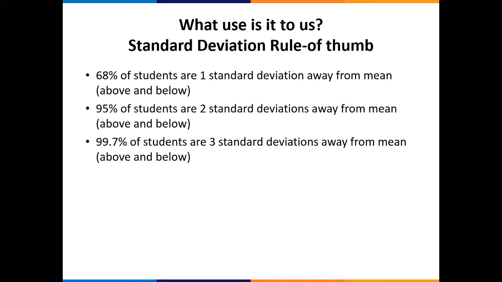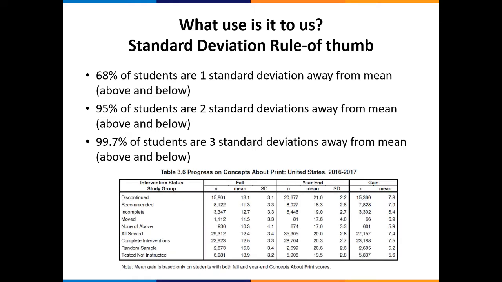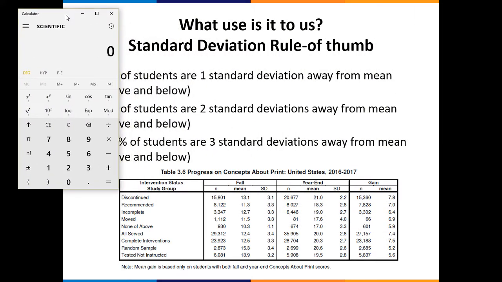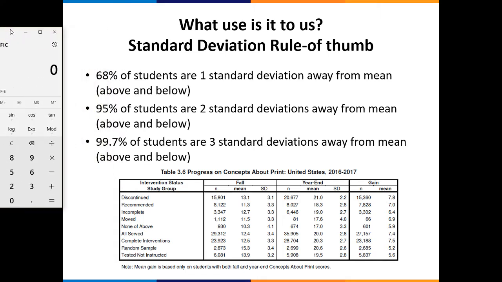So what does that mean in real world practicality? Let me bring up table 3.6 again, and I'm going to fire up a calculator here. Bring Mr. Calculator over to the window as well. Hello, Mr. Calculator. Good to see you again. So let's do an example of this rule of thumb. I said earlier that 68% of our students are within one standard deviation above and below the mean.